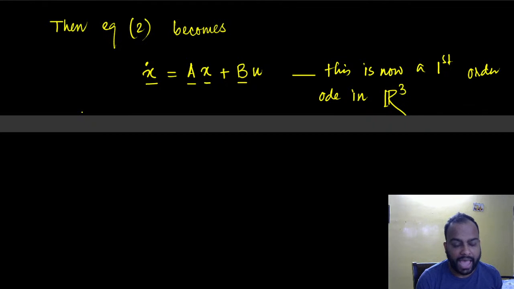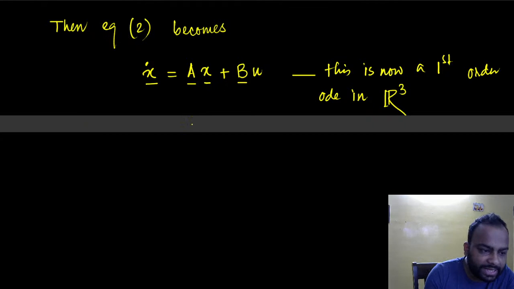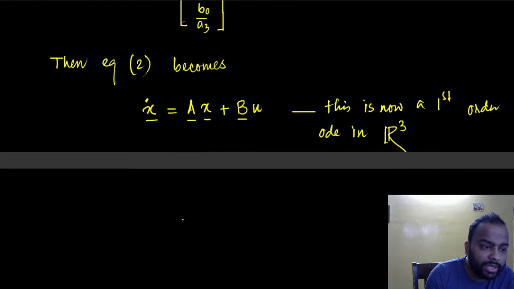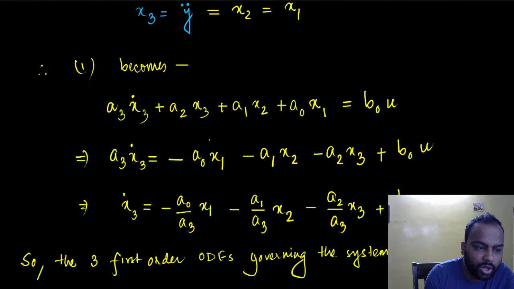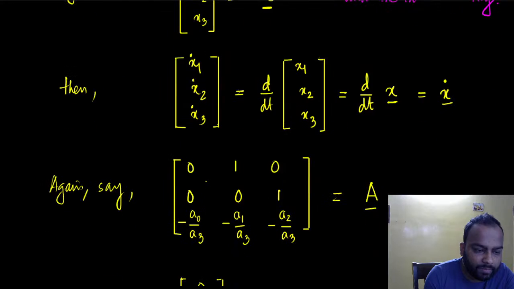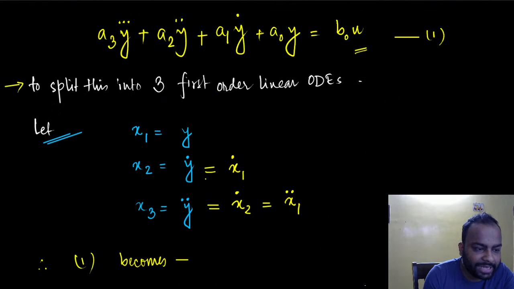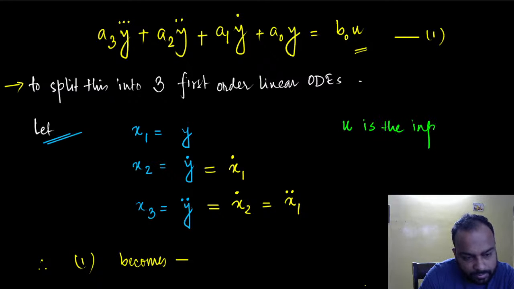All right, and there is just one small point to note: with this we also need to figure out the output. We haven't yet talked about the output. What is the output of the system? In this entire story, we just completely forgot about the output. We are assuming u is the input and y is the output.